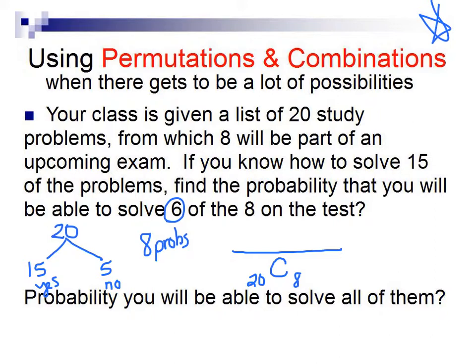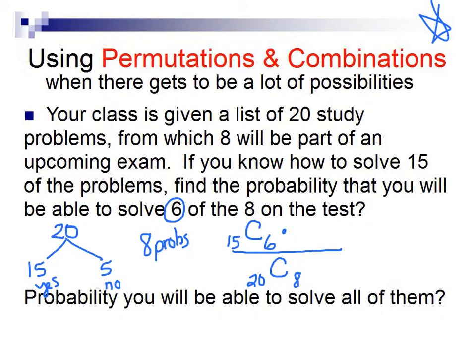Now on the top is going to be a success, and a success to me is the 6 of the 8 correct. And you kind of have to do this in parts. You have to first look at a situation with, I've got to get 6 of those that are the ones I know how to do, but then that also means that there's going to be 2 problems that I don't know how to do that I want to fall on that test. All right, so it's going to be combinations because I don't care about the order. There's 15 problems that I know how to do, and I want 6 of those to be on the test.